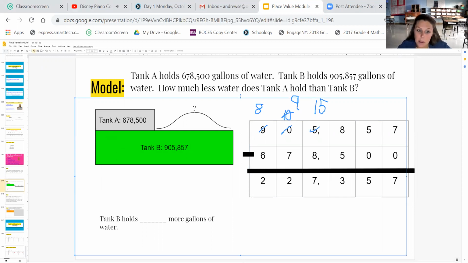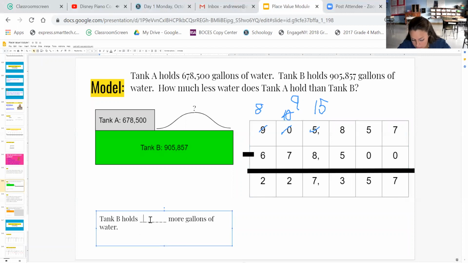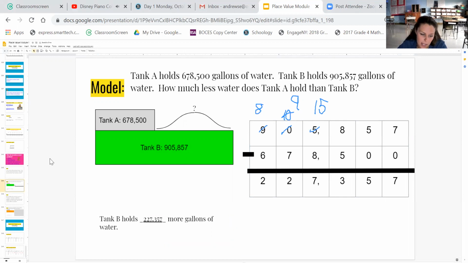So I double checked my work and I noticed that I got my minions here. I got 905,857. I did the inverse operation, which meant I added them up, giving me a total difference of 227,357. That's how many more gallons of water tank B holds. Okay? Awesome.